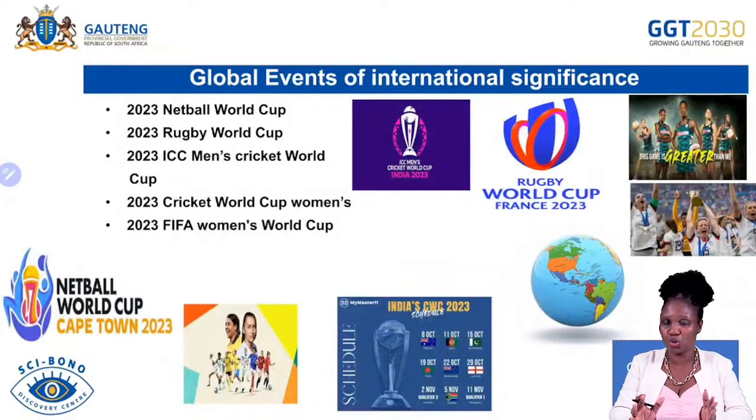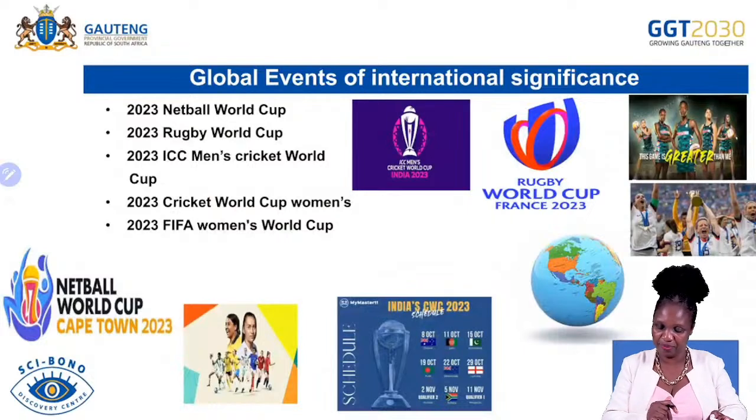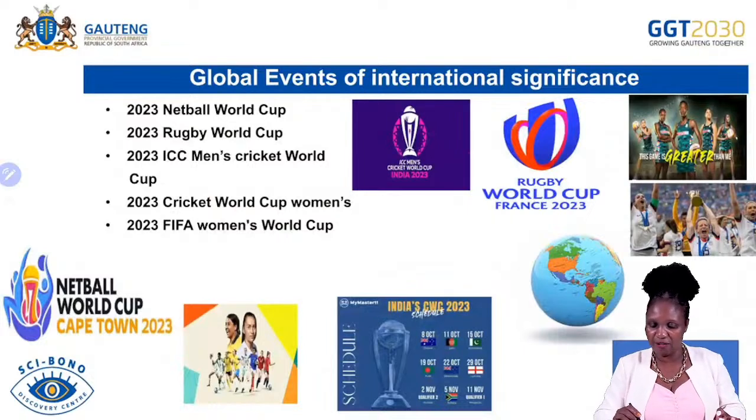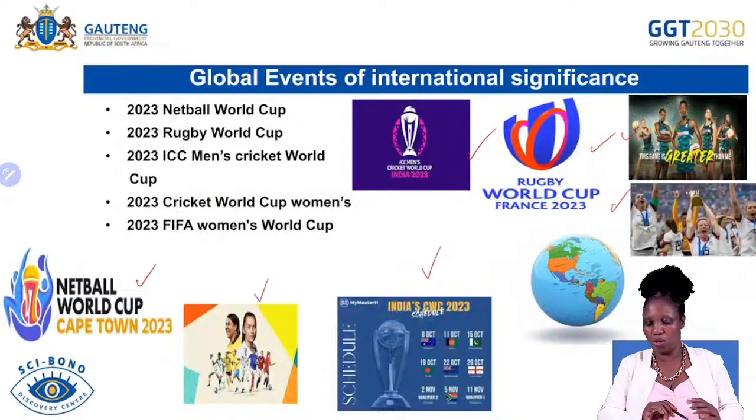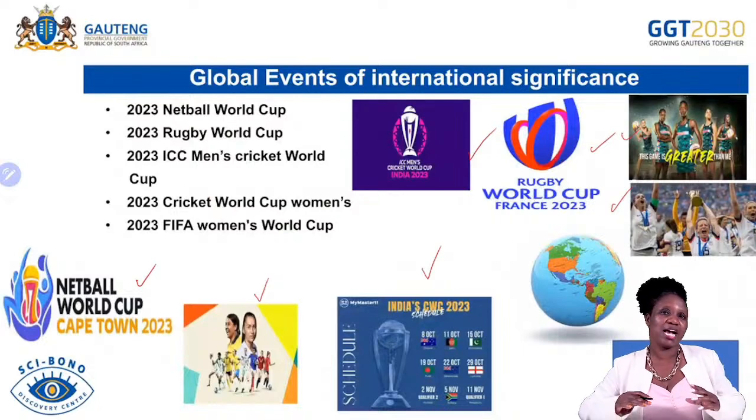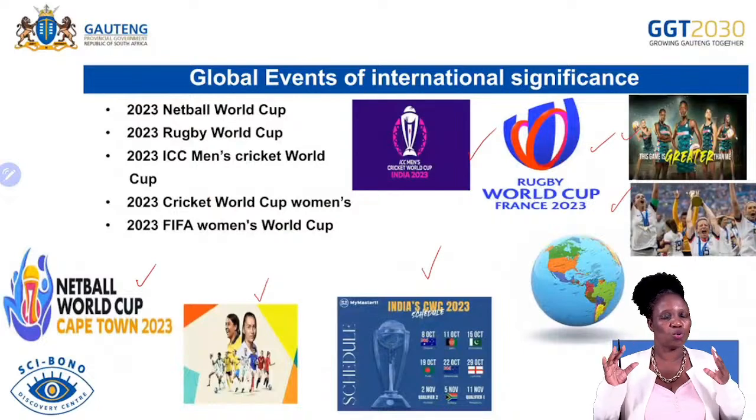happened in 2023. Okay. And then you can have a look at these logos. These are different World Cups. And then we are saying they are global events. Why?